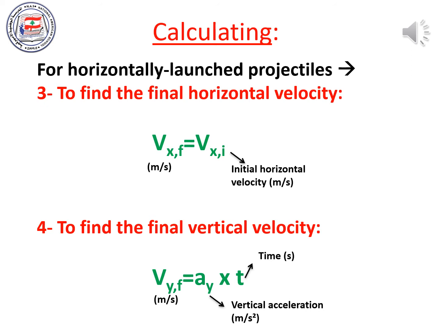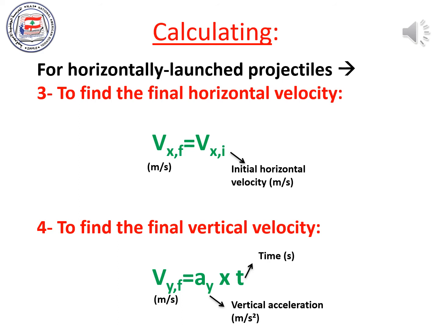3. To find the final horizontal velocity, which is Vxf, it is equal to Vxi, since we already stated that the horizontal velocity doesn't change along the path of the projectile, and they are both measured in meters per second. So if I tell you that a projectile has an initial horizontal velocity of 20 meters per second, the final horizontal velocity will also be 20 meters per second because it is not affected by gravity, which only acts in the vertical direction.